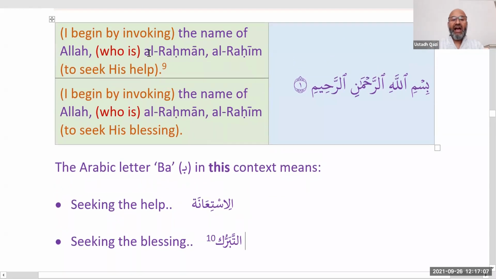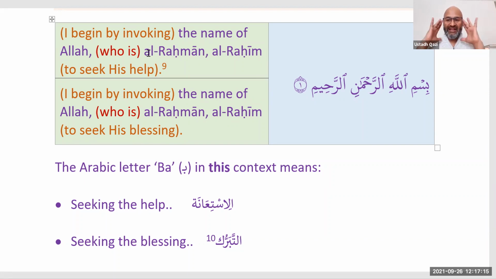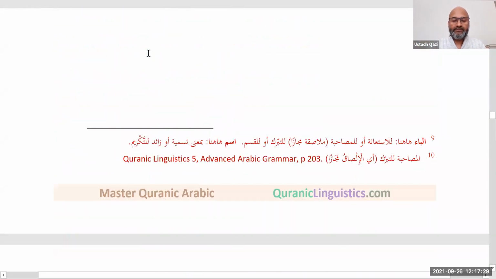And notice how I deliberately avoided translating ar-Rahman Rahim. That's because I don't want to translate ar-Rahman Rahim, because to me, it's impossible, because I know too much about ar-Rahman Rahim to translate it just as compassionate, the merciful, the beneficent. Yeah, all of that is true, but it's a lot deeper than that. So I'm going to leave it as it is.